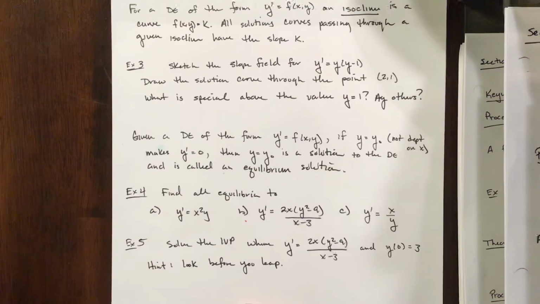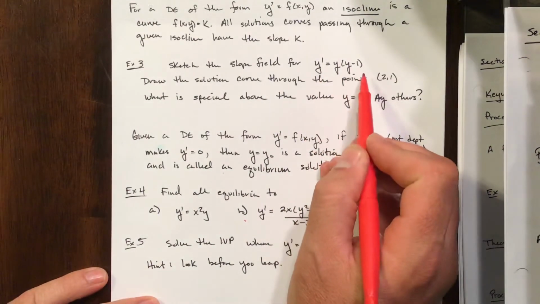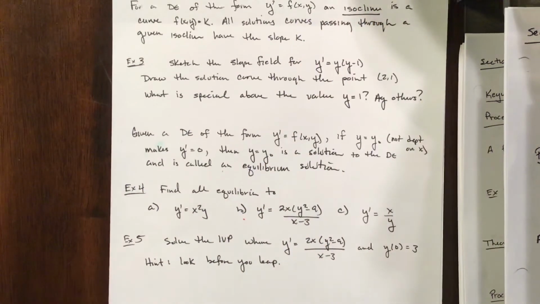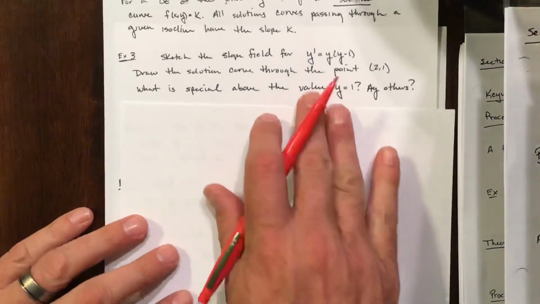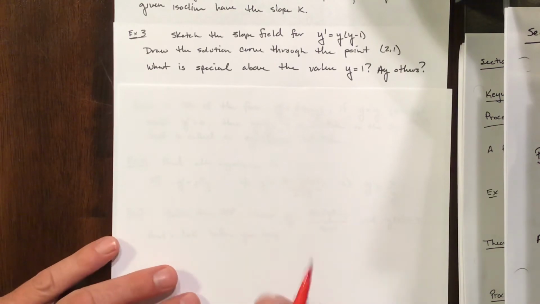Sketch the slope field for, here we go again, y prime equals y times y minus 1. Okay, that's much more complicated than this one right here, but I can give you little tips on how to do it a little bit more quickly. And then I want you to draw the solution curve through the point 2, 1. And what is special about y equals 1? All right, here we go.